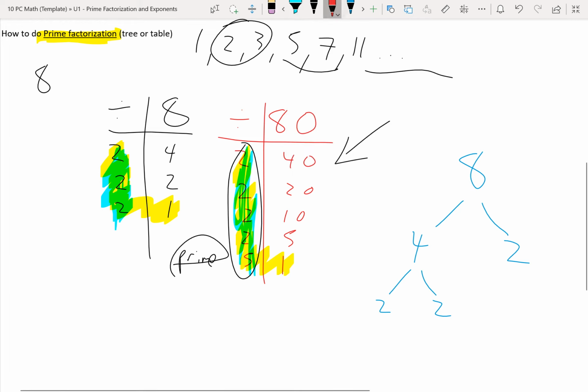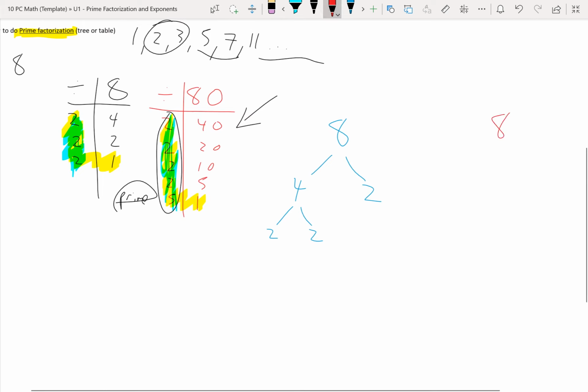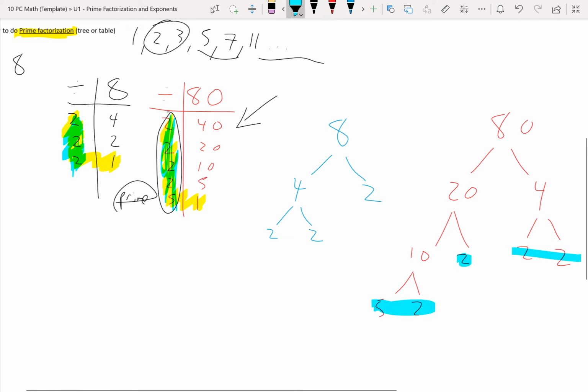Now let's do 80 again so we can see the difference. I'm going to put 80 up at the top, and the first thing that comes to my head is that 80 divides by 20. It also goes 20 times 4. Then I can break down the 4 into 2 times 2. And I can break down the 20 into 10 times 2. And then I can break the 10 into 5 times 2. And now you can see all the factors.